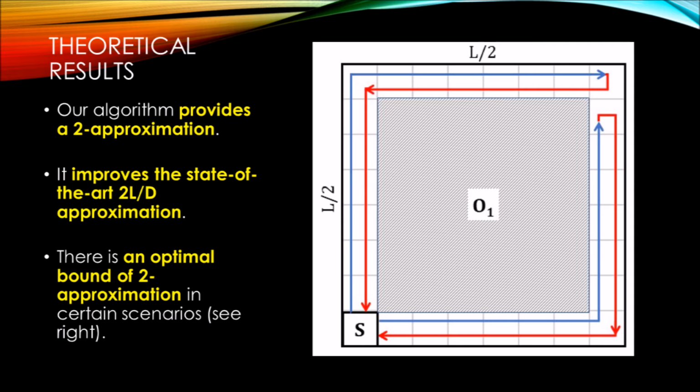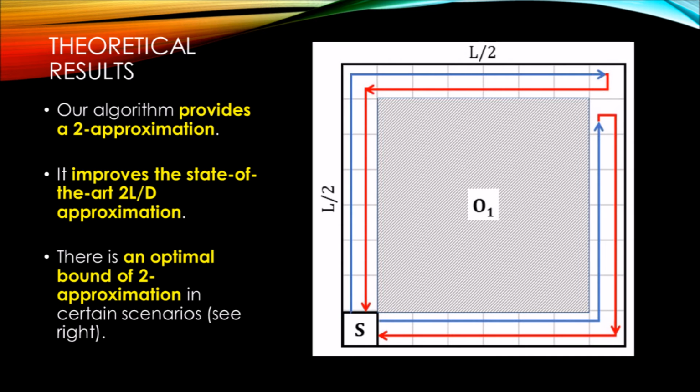Our algorithm guarantees a two approximation. This is a significant improvement from the state-of-the-art of 2L over D approximation. As can be seen, our approximation result does not depend on any parameter of the model. The proofs can be found in the paper.